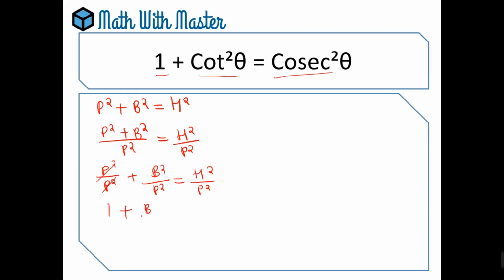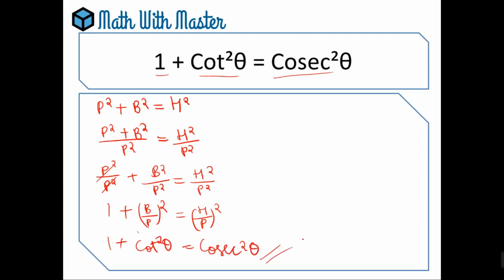1 plus, we make the square common: b by p whole squared equals h by p whole squared. 1 plus base upon perpendicular whole squared equals hypotenuse by perpendicular whole squared. Now, base upon perpendicular is cot θ, and it has a square, so cot² θ. This equals hypotenuse upon perpendicular whole squared, which means cosec² θ.